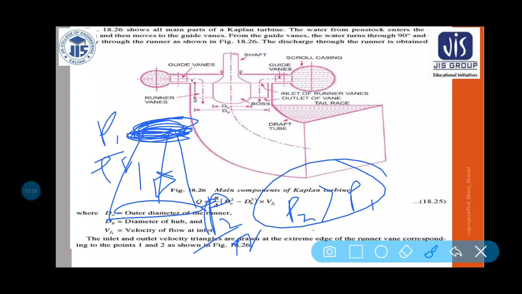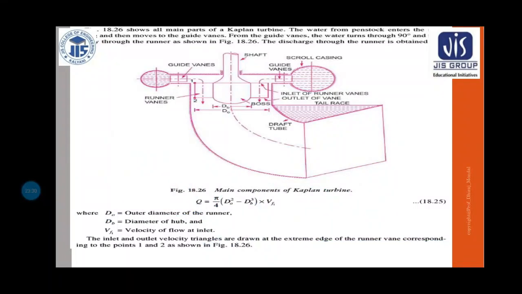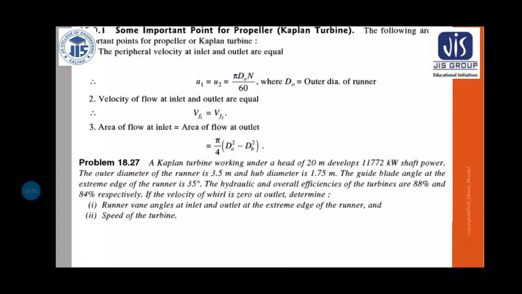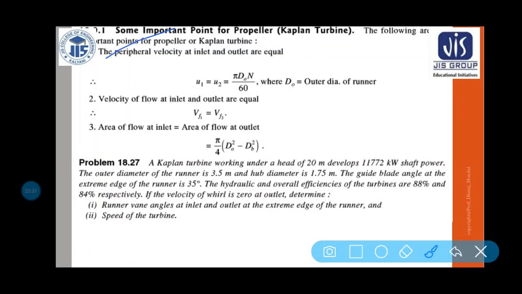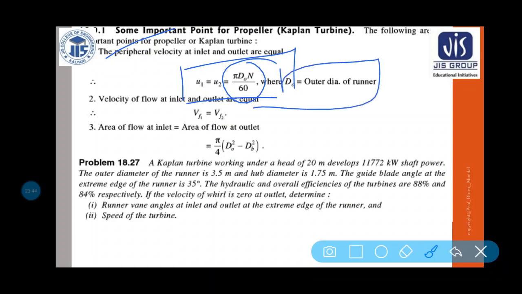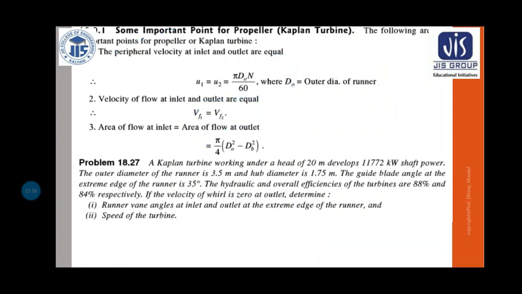Another function is that it increases the net head of the turbine. Okay. Some important points I have to discuss here. Basically U1 is equal to U2 is equal to pi D naught N by 60, where D naught is the outer diameter, if you want to find the wheel speed or peripheral velocity at inlet and outlet. And in one more assumption, Vf1 is equal to Vf2, and discharge you know is pi by 4 (D naught square minus Db square) into Vf.